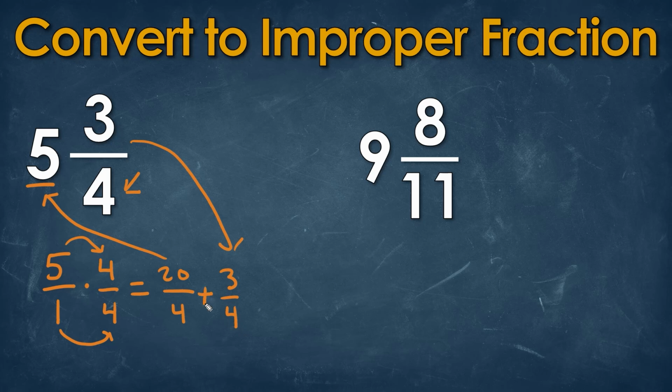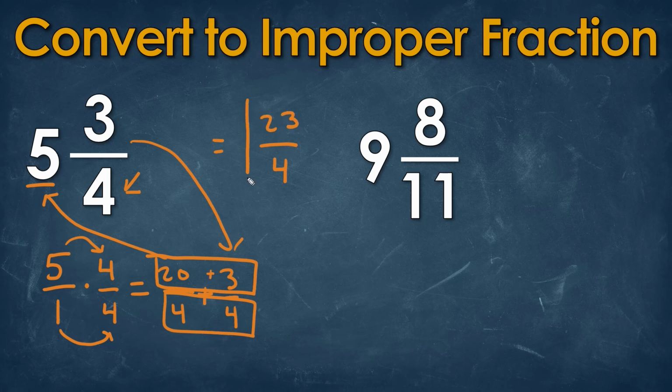Now we add that up. Now adding is a little bit different for fractions. To add, we have to make sure that the denominators of our two fractions are the same, which they are. And if that's the case, we could just put our answer with a 4 at the bottom. Now that our denominators are the same, we just need to add the numbers at top, or the numerators. So 20 plus 3 will give us 23. So our improper fraction is 23 over 4.